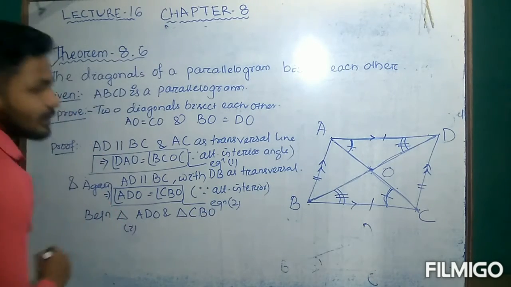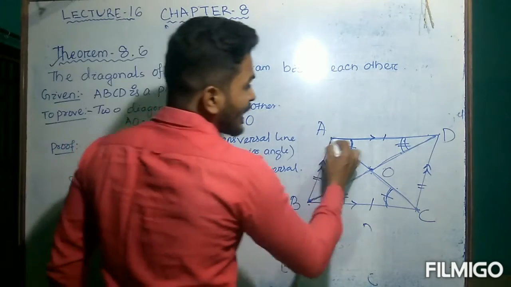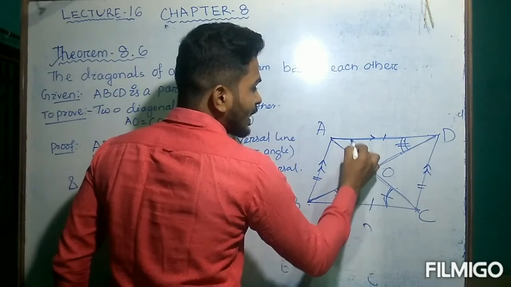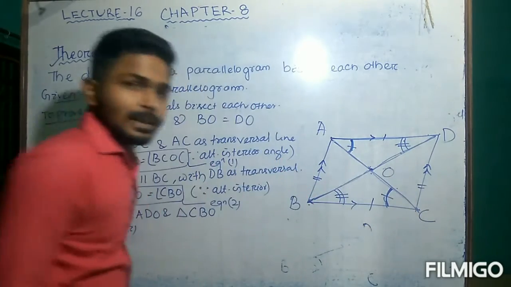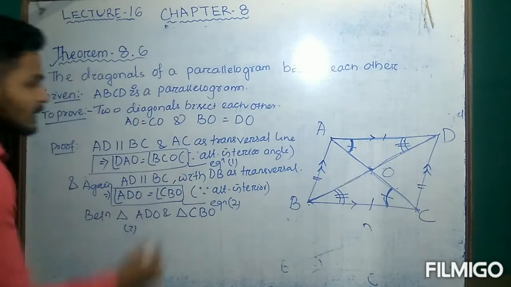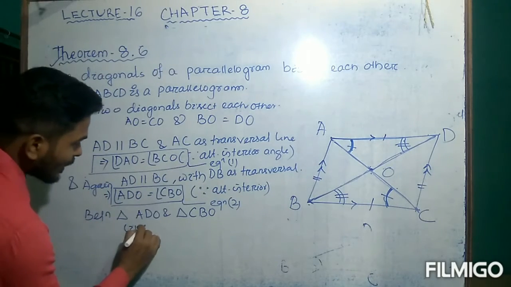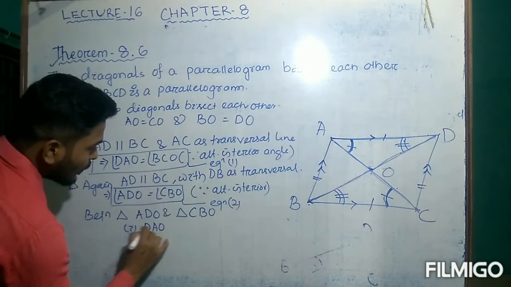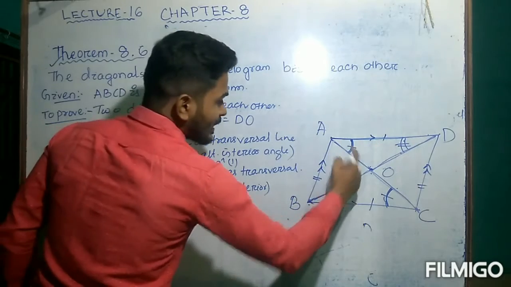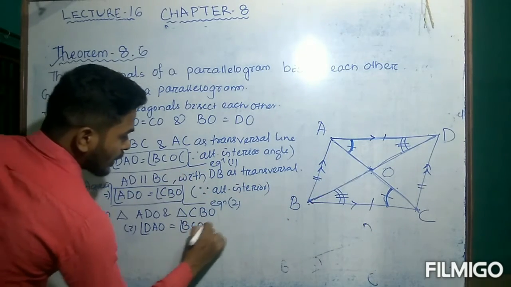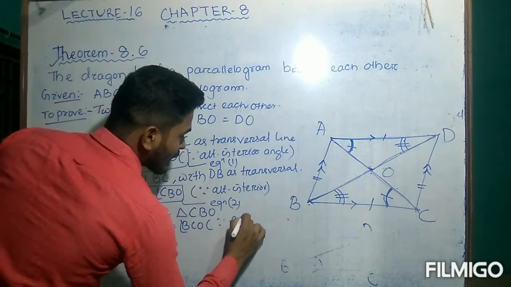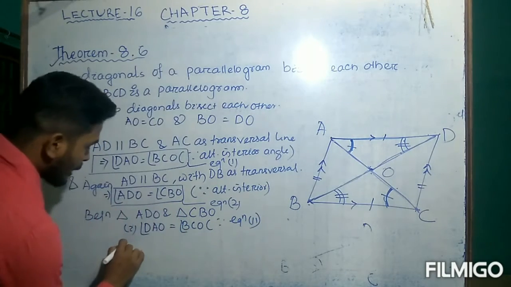The first case is, for the triangle ADO this angle is equal to, for the triangle BCO, this angle. Yes or no? Yes, since we have proved it in equation 1. So simply you can write angle DAO is equal to angle BCO, because we have proved it in equation 1.